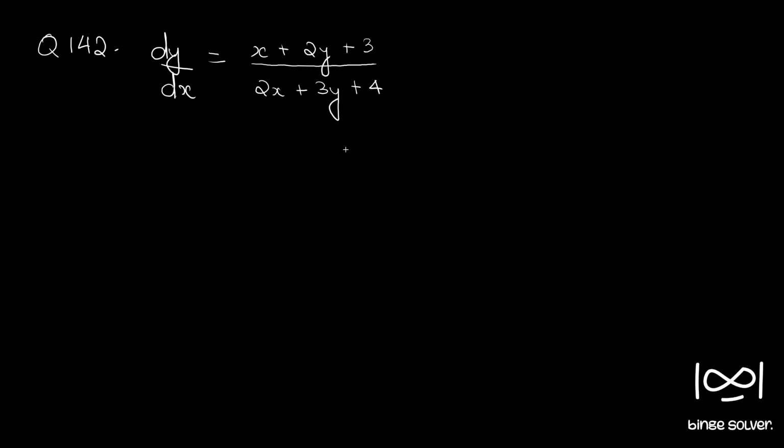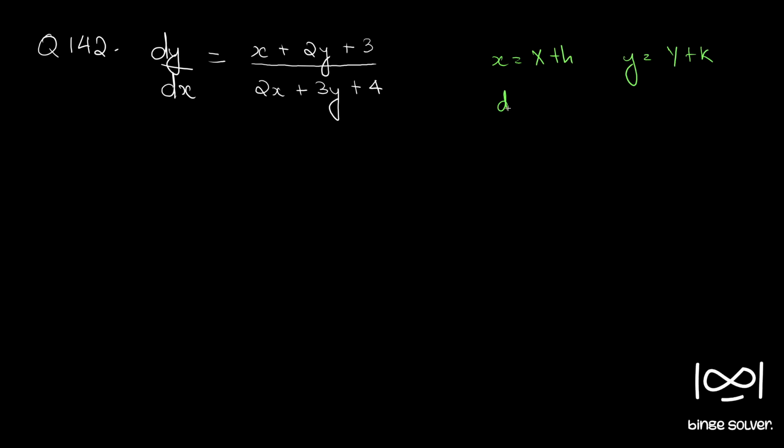So dy by dx is equal to (x+2y+3)/(2x+3y+4). It's not a homogeneous equation. We need to do some substitutions to convert this into a homogeneous equation and solve from there. In such questions, the substitution we use is small x is equal to capital X plus h and small y equal to capital Y plus k.